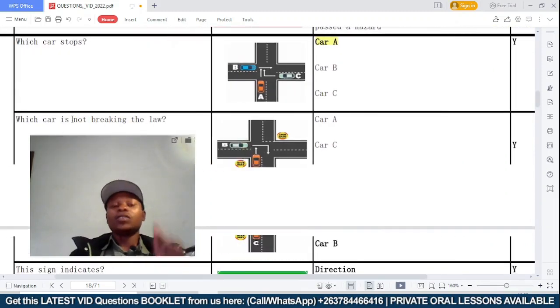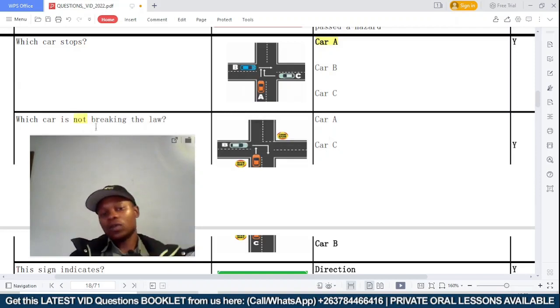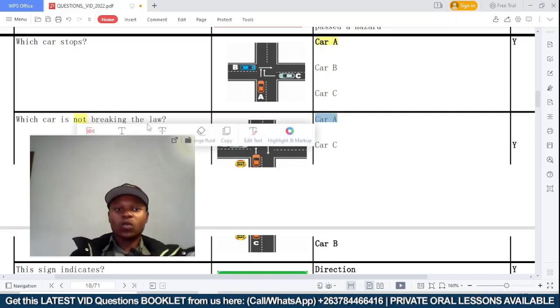Which car is not breaking the law? Now the note here makes a very huge difference, and if you are not careful, it can make you answer this question wrongly. So what am I saying? Looking at this car diagram, you can see that we have car C here, and car C is facing a giveaway sign, and we have car B. So we have 2 cars here, which automatically means that car A is out of this question, so we're just going to strike that one through.